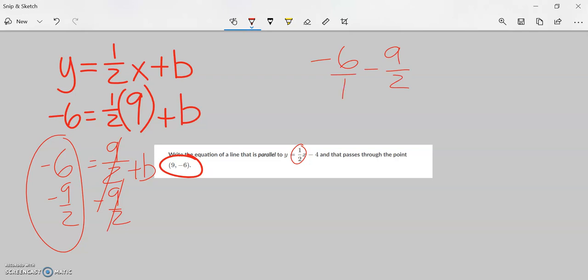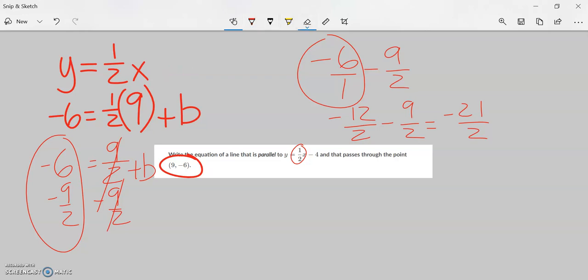So to add and subtract fractions, we have to have similar denominators. We currently don't have that. We're going to multiply this fraction by 2 to get our denominator to 2. So we get -12/2 minus 9/2. -12 minus 9 is -21/2. That is our b value. So erase this. Actually, erase my positive sign too. Minus 21/2.